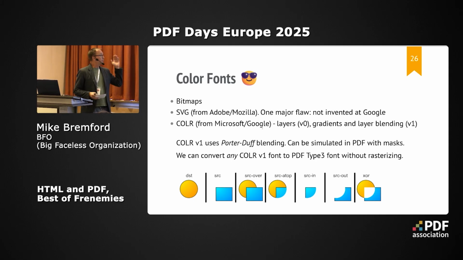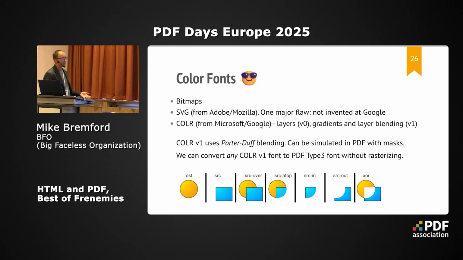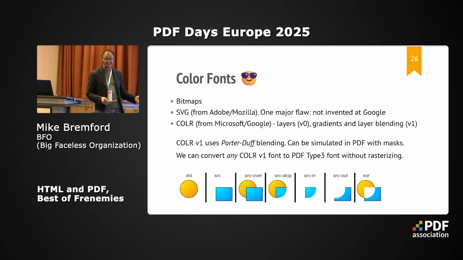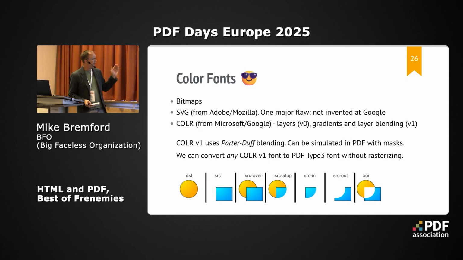Now, PDF doesn't support any of these. Instead, we have type 3 glyphs. So when you get a page with emoji, part of that process of converting it to PDF involves converting those OpenType fonts to type 3. Now, this is very easy to do with bitmaps, with Colour V0, and with SVG. For Colour V1, it's a bit more complex.